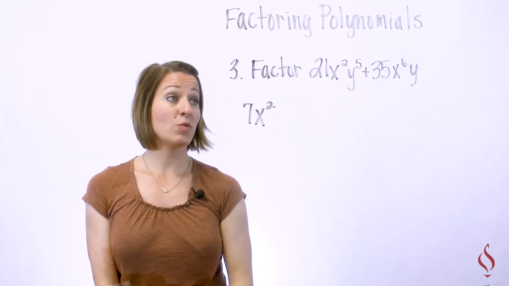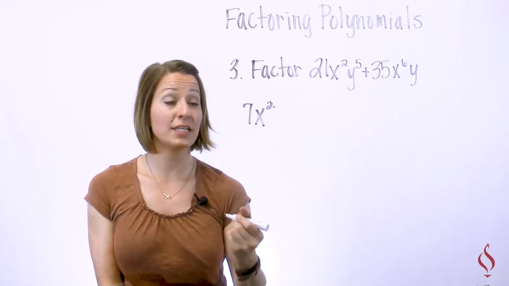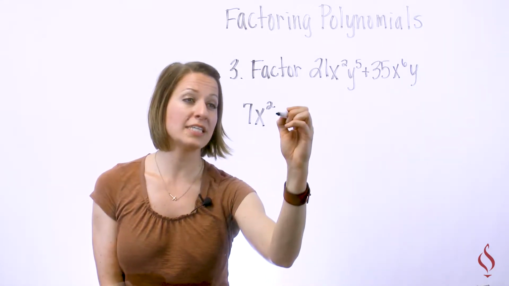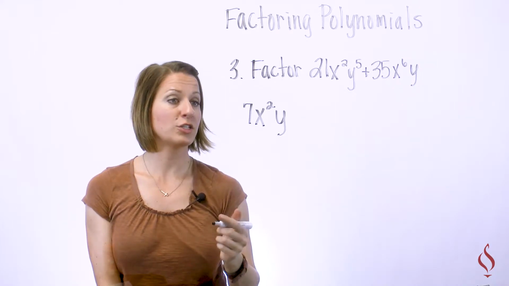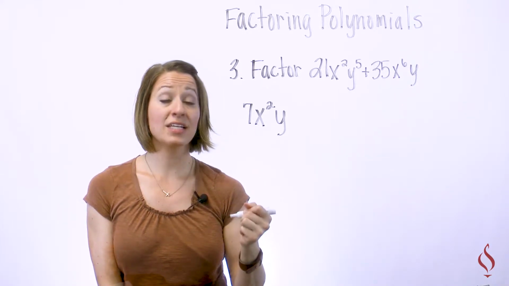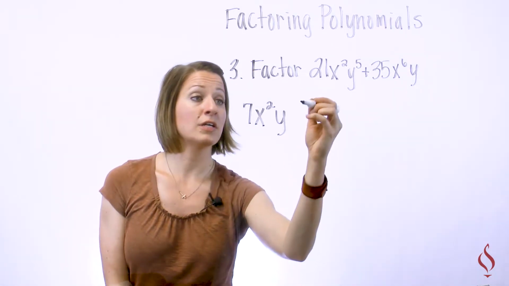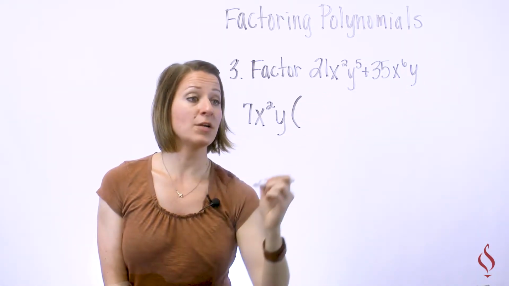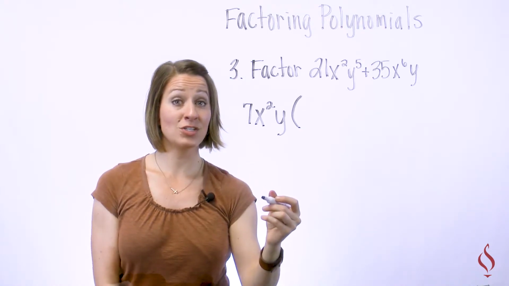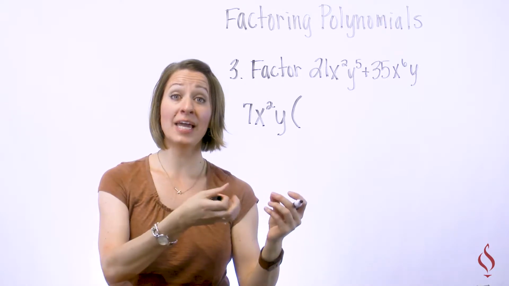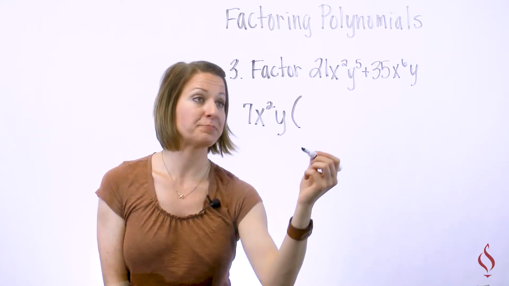Next, we have y to the 5th in the first term, and then only a single y in the last term. So we really can only say they share a y in common. It's a common factor. Okay, so 7x squared y is the greatest common factor. Now I want you to open a set of parentheses and then rewrite the expression, what the expression would look like after you factored out the 7x squared y.